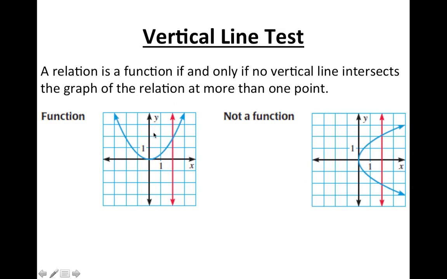And anywhere where we draw this vertical line, it will only hit the graph once, so yes, it is a function. If you look over here, we have a sideways U, and if we draw our vertical line, we will get 2 points of intersection at the top and at the bottom here. Since there are 2 points of intersection, this will not be a function.